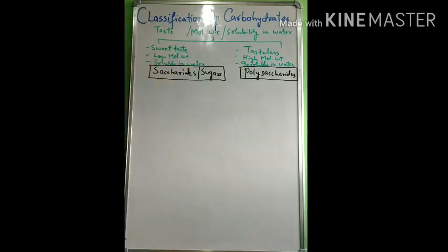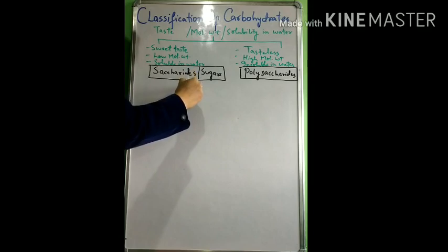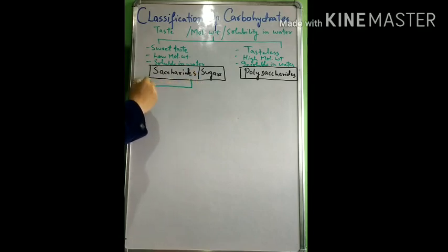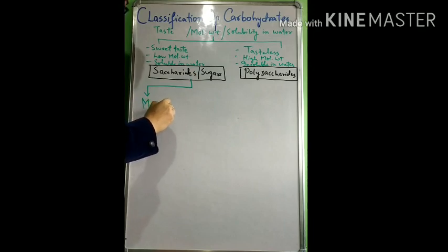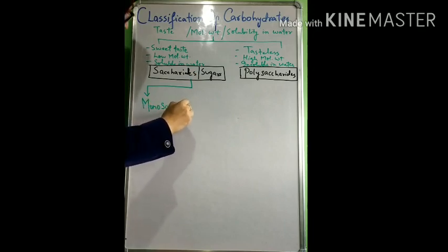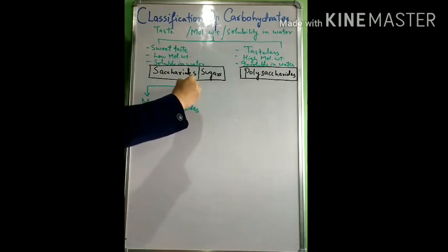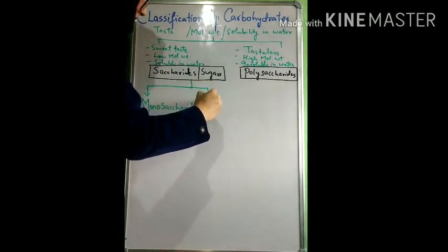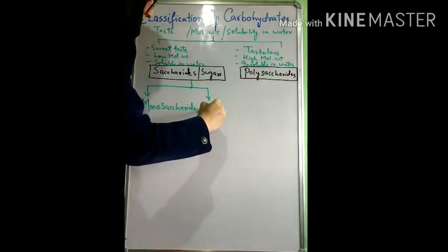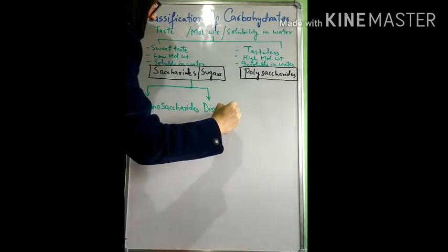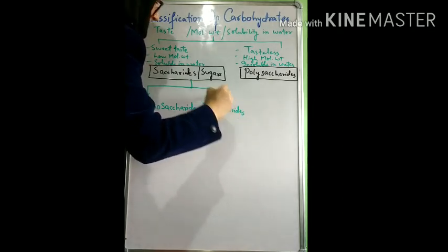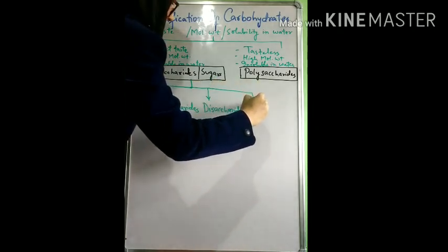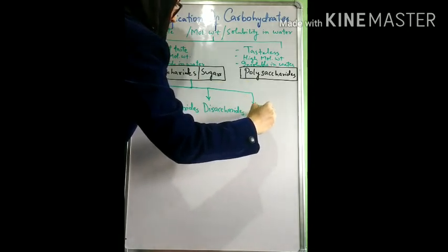Now, if you look at saccharides, you can classify saccharides into three categories further. They could be monosaccharides, they could be disaccharides, or these could be oligosaccharides.